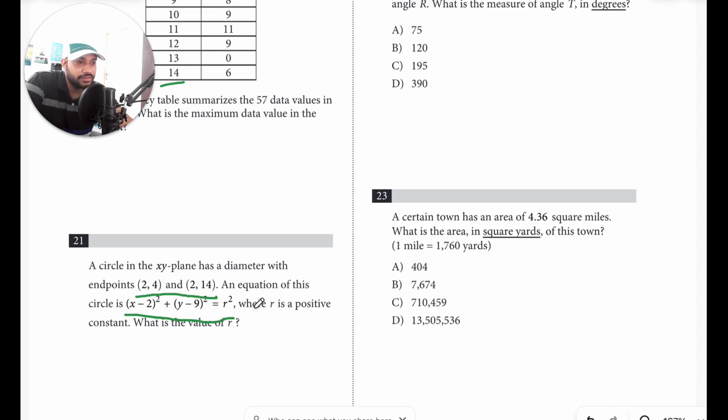Basically, the equation of a circle is in this form, where r² on the right-hand side is the radius squared. We're given the diameter endpoints. From that we can find the length of the diameter. It's 14 minus 4, that is 10. Radius would be 5. So the radius is 5.